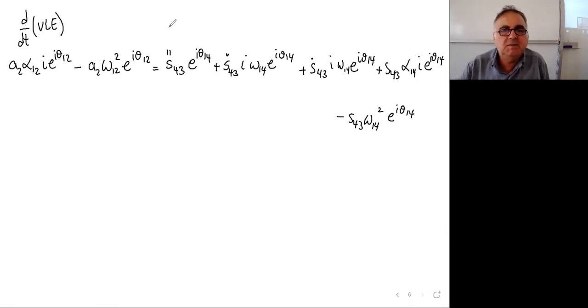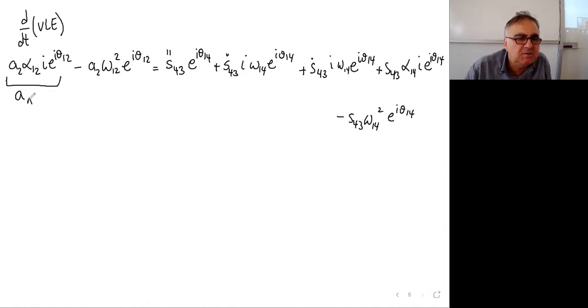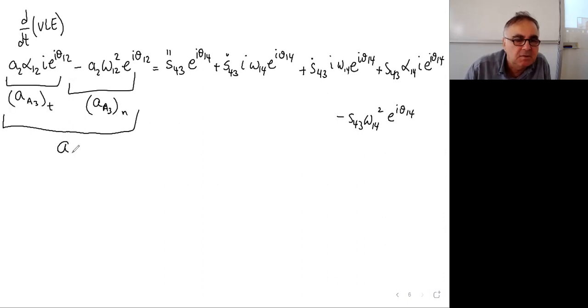Okay, so what are these terms? Let's try to understand them. First of all, this is acceleration of A3 in the tangential direction. This thing, including the minus, is acceleration of A3 in the normal direction. So that the total is acceleration of the A3 point.